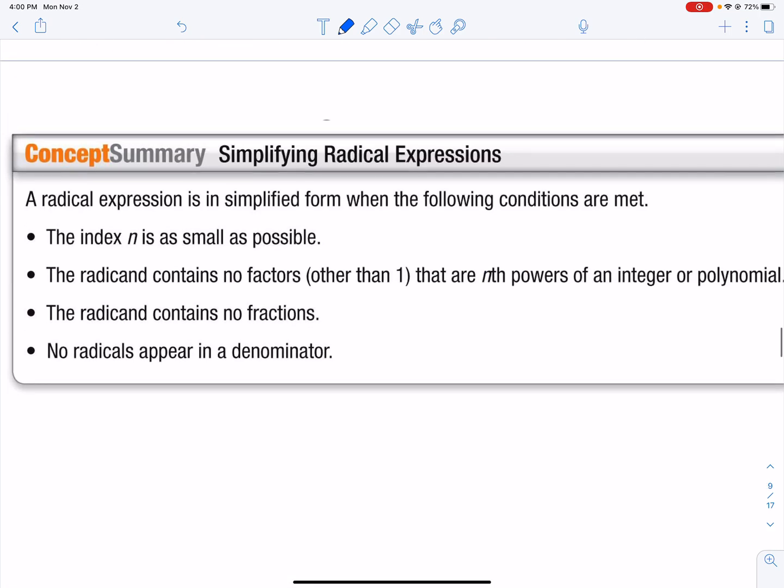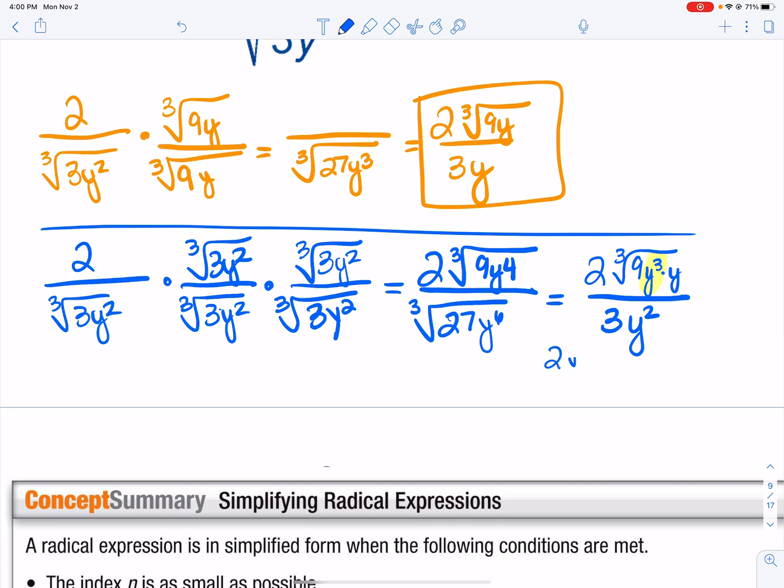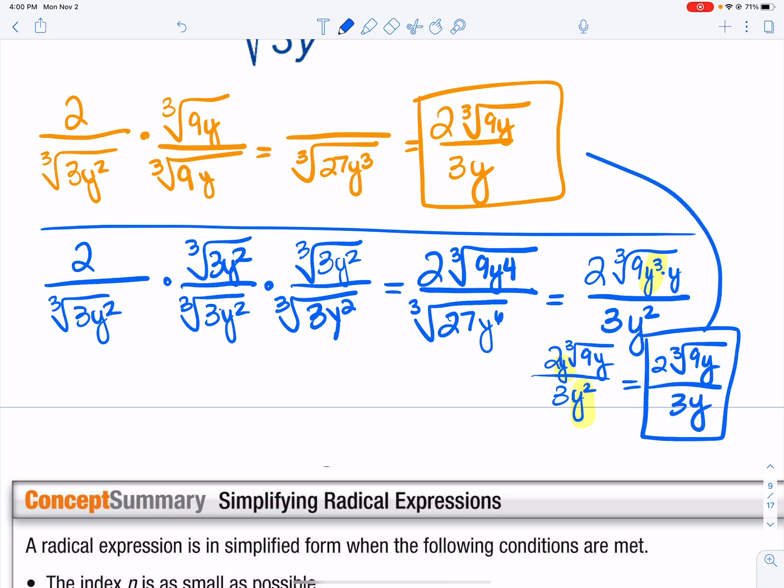Well, I can rewrite y to the 4th as y to the 3rd times y, right? So the cube root of y to the 3rd, that is a perfect cube. So I would end up with, hold on, that's a little bit of writing here, the y would come out in front, 9y over 3y squared. So then the y in the front and the y squared would cancel, and I end up getting 2 cube root of 9y over 3y, because one of those cancels. So you end up getting the same answer, but the book method is more steps, which is more confusing.